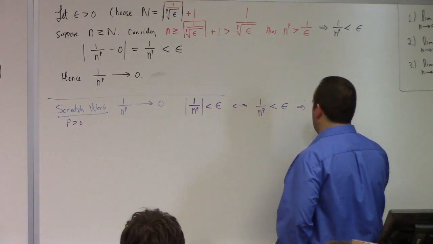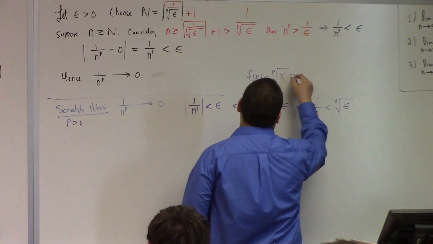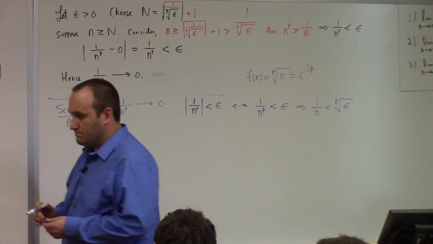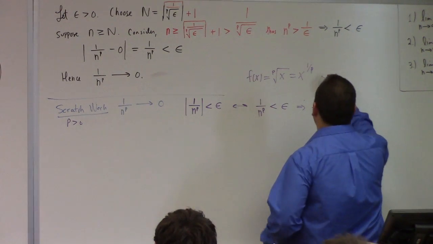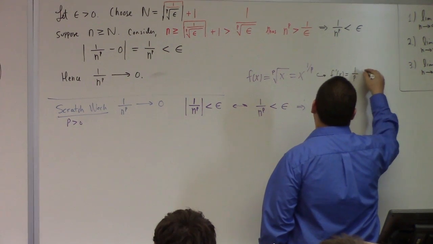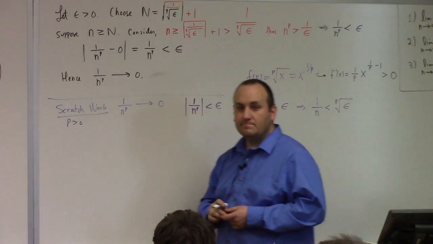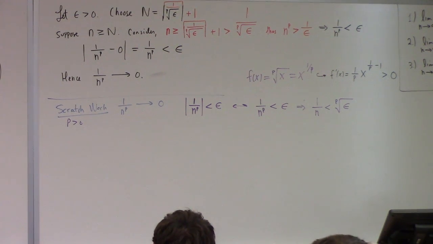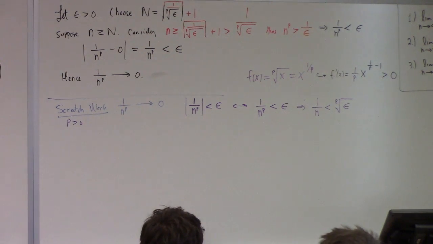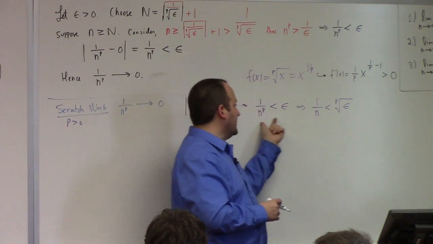Now, why can I do that? You know, if you think about f of x equal to the pth root of x, right? In other words, x to the 1 over p. If you differentiate that, what do you get? Right. Well, 1 over p times x to the 1 over p minus 1. My point to you is if x is greater than 0, this is clearly greater than 0. Right? It's an increasing function. The pth root of 10 is smaller than the pth root of 20. Okay, so the pth root function preserves inequalities. So I can take the pth root of an inequality without losing anything, assuming, of course, that both sides are positive. But we know that here.